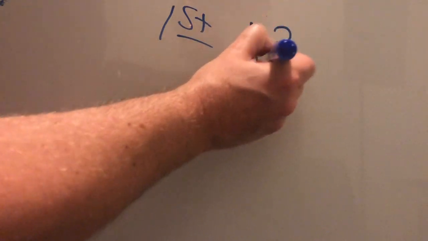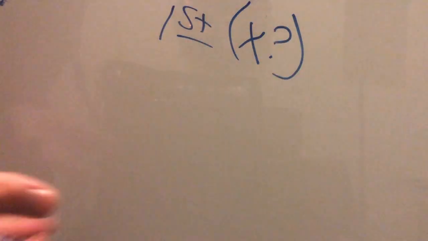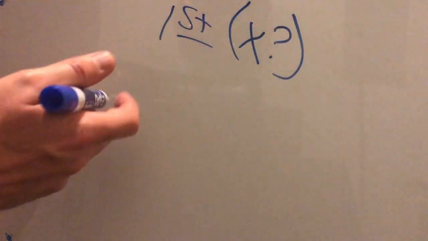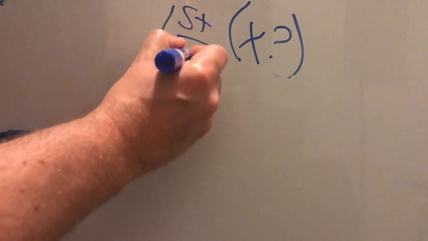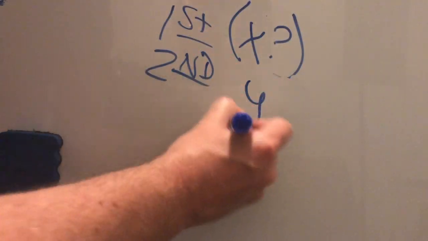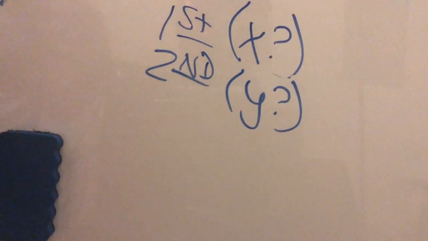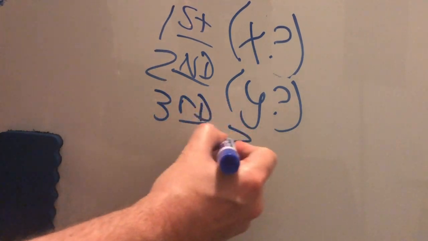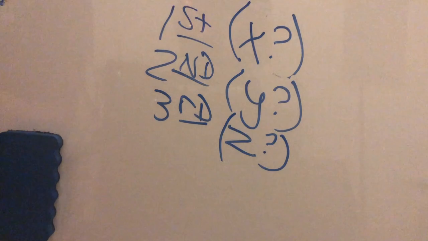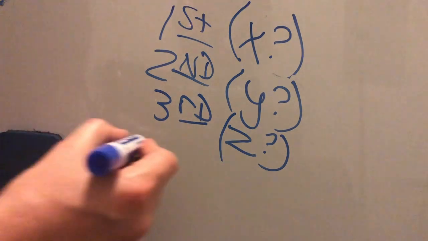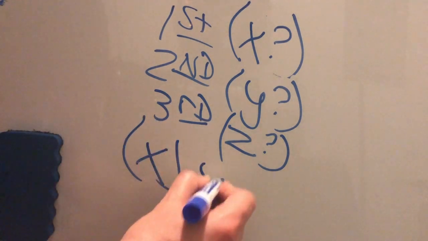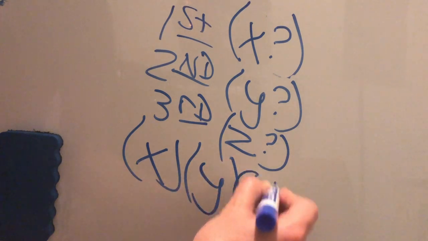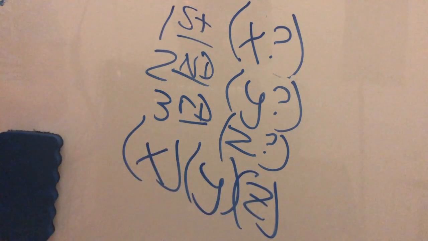So X is kind of like that first question mark. We don't know how many will be in that first step. Then we have the second step, and we're going to represent that by Y. We don't know how many will be in that second step, so we're just going to say Y. And then that third step, we're going to represent by Z. So we don't know how many is in each of those steps. Those are just questions. So we're going to go X, Y, and Z.